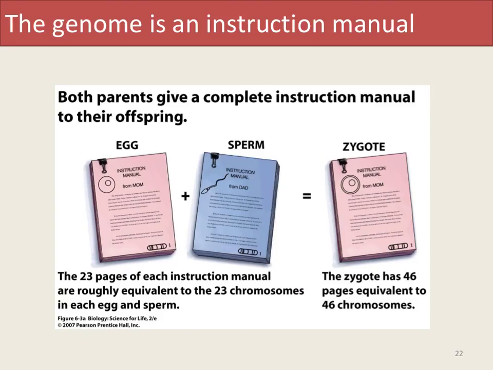So of course, we have two copies of each gene. We get an allele from mom, an allele from dad. Could be the same allele, could be different. Zygote, of course, is the diploid fertilized egg.